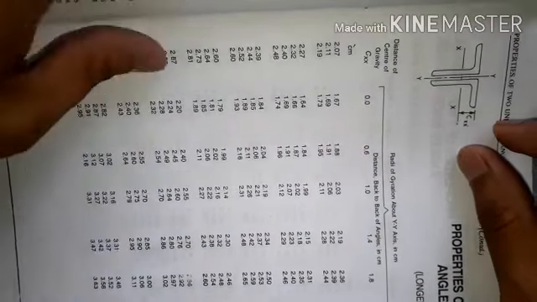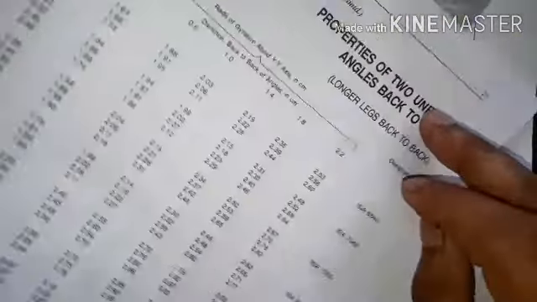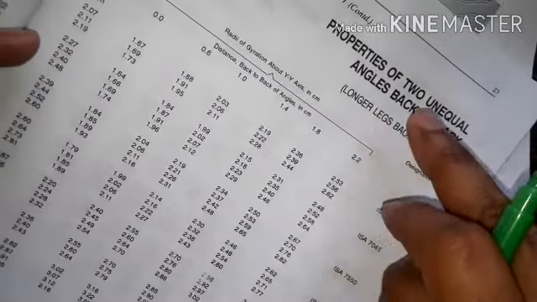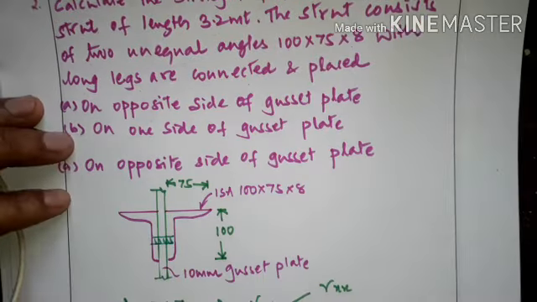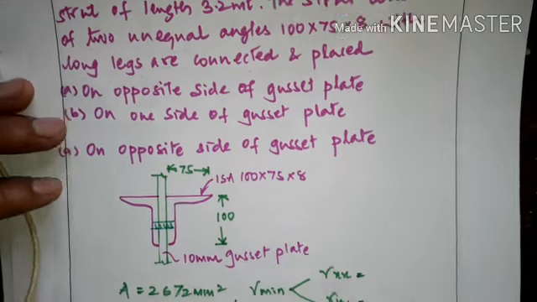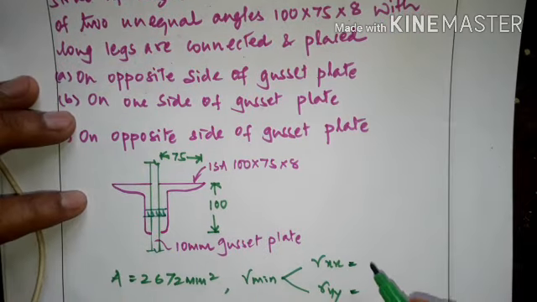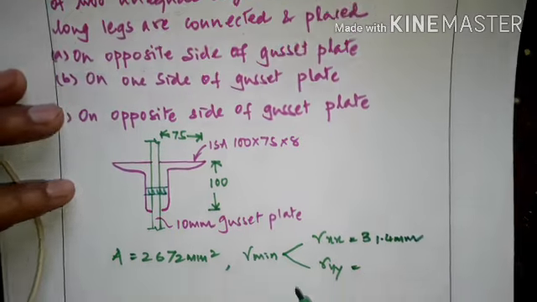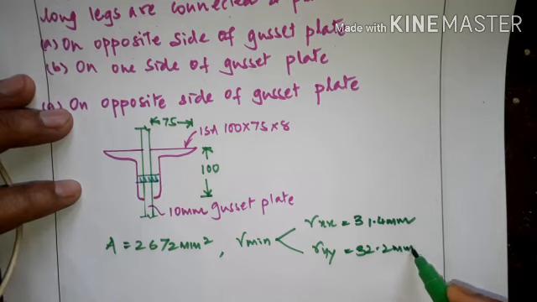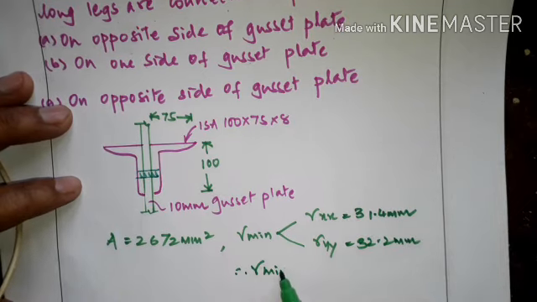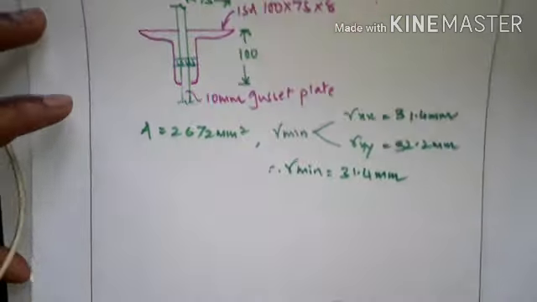So I'll note down the properties. You have to refer to properties for two unequal angles back to back. Understood? So RXX we get as 31.4 mm, RYY we get as 32.2 mm. Therefore R minimum is 31.4 mm.